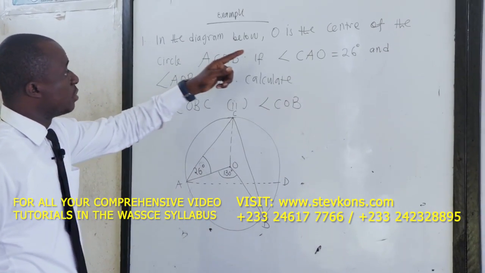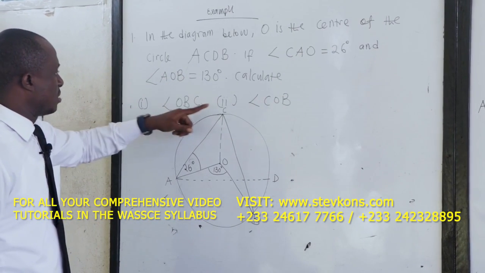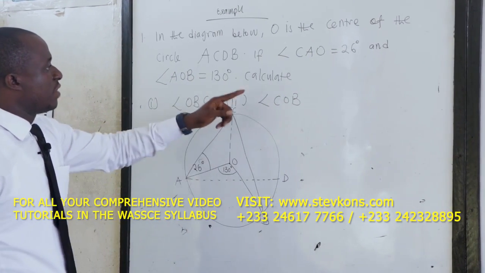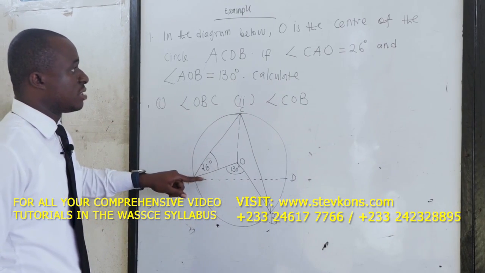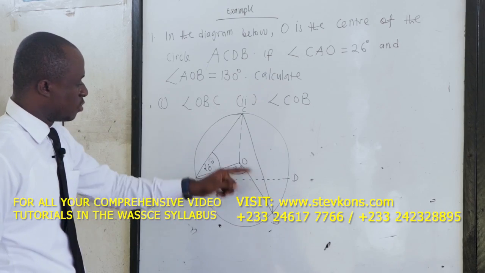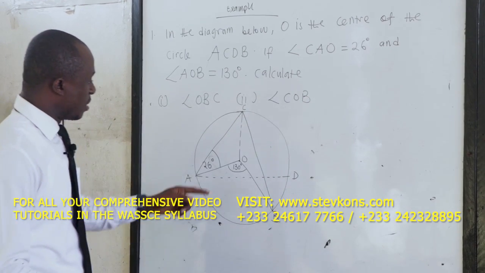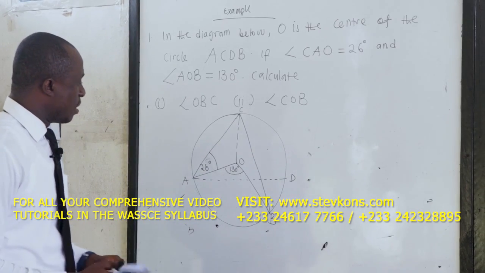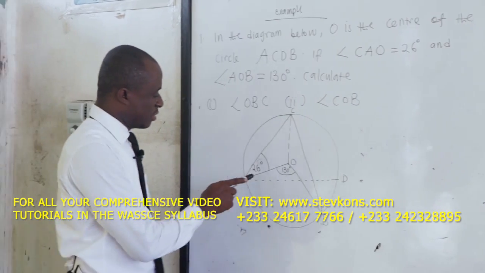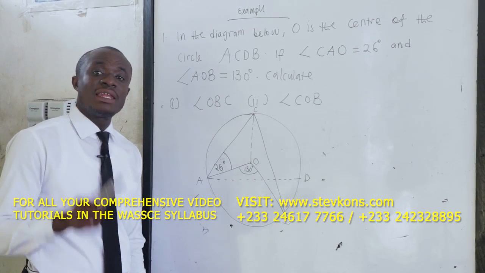See that in the diagram below, O is the center of the circle ACDB. If CAO is 26 degrees, and AOB is 130 degrees, you calculate OBC, and then also COB. Now, what can we see over here? From center to circumference, center to circumference, center to circumference, and it's telling you it's the radius, and it is the same.